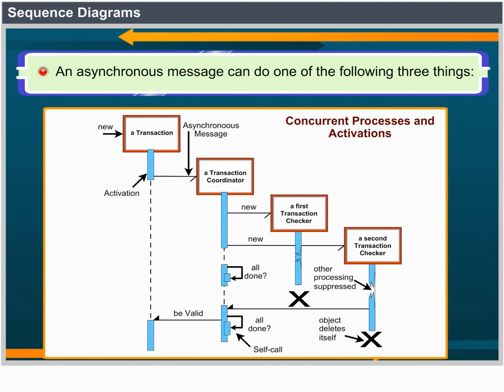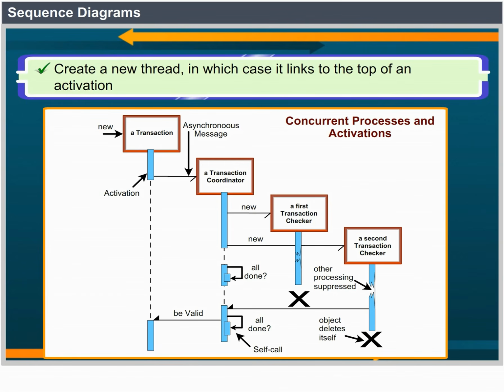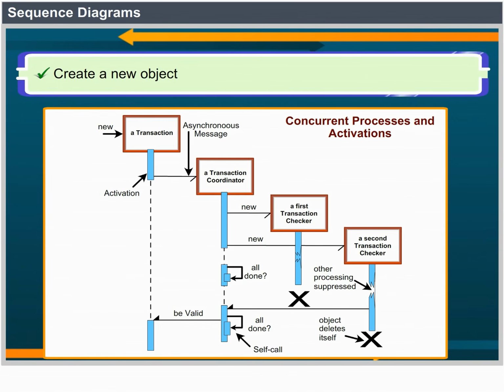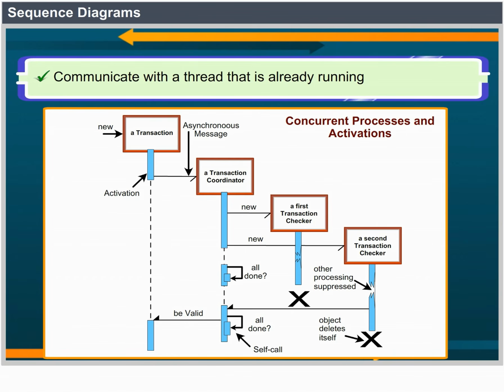An asynchronous message can do one of the following three things: create a new thread, in which case it links to the top of an activation; create a new object; communicate with a thread that is already running. Object deletion is shown with a big X.